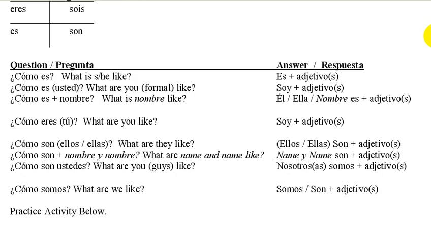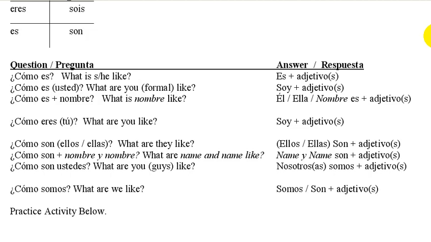Next question is the same, ¿Cómo es? But in a different scenario. So like if you're coming up to an adult, say, what are you like? You'd say, ¿Cómo es usted? So what are you like? And then the adult or the person for whom you're showing respect would answer soy or yo soy and add an adjective there.